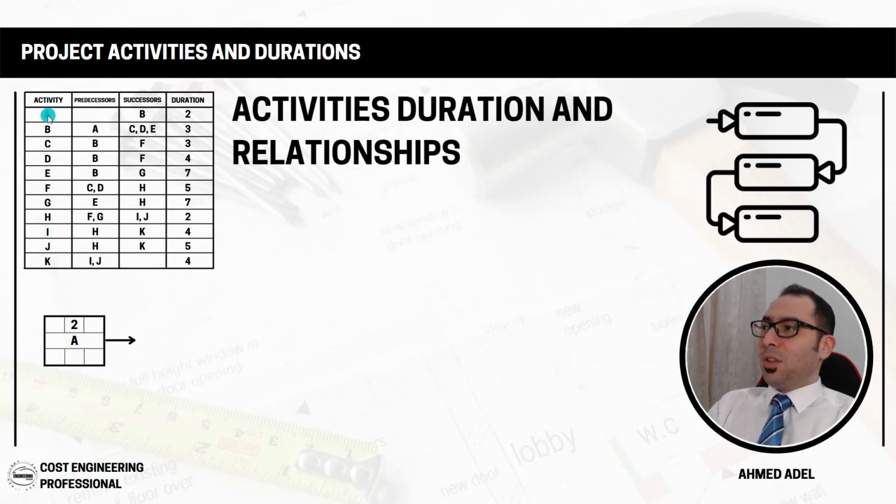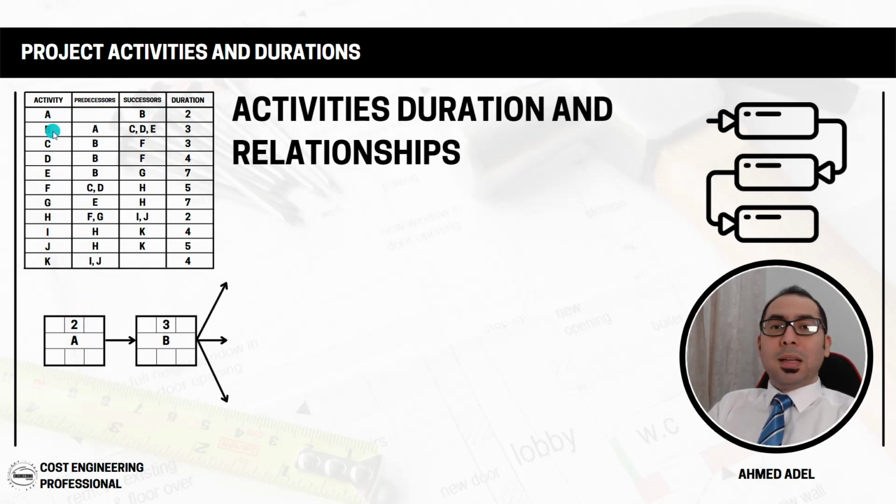So the first activity here, which is activity A, has no predecessor. There is nothing before A because the project is starting from activity A. And the successor of activity A is activity B. So the activity that will come after A is activity B. And the duration of activity A is 2 days. So all I have to do is to just put A here and put the duration 2.